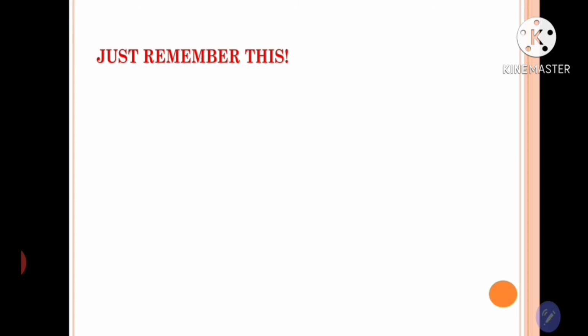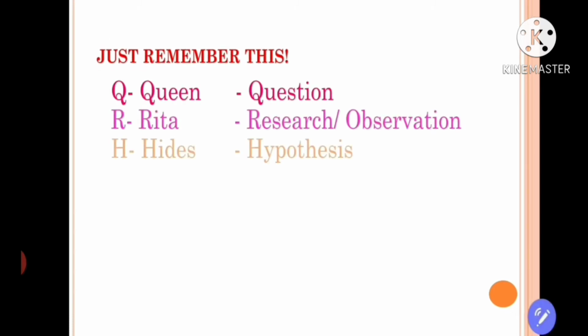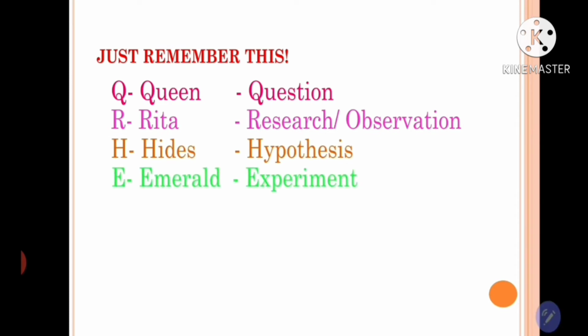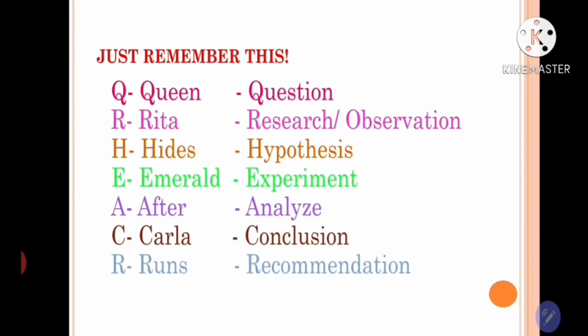Okay, I have here a simple trick for you to remember the sequence of scientific method. So you have to remember this acronym: Q, R, H, E, A, C, R. So you have to remember this sentence: Queen Rita hides emerald after Carla runs.